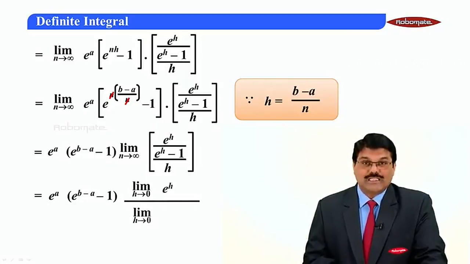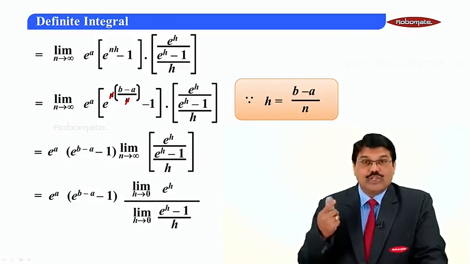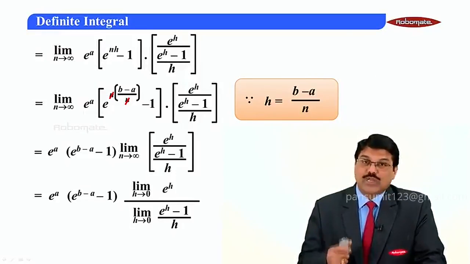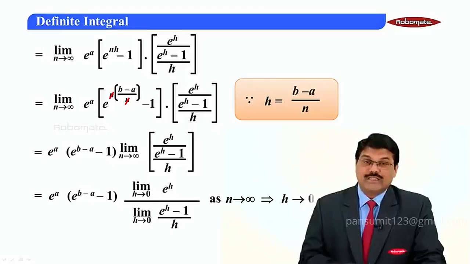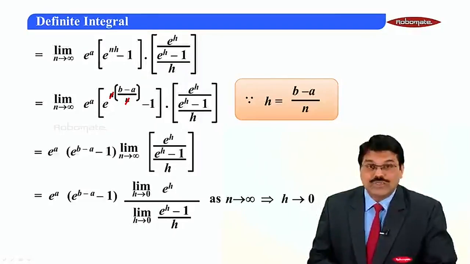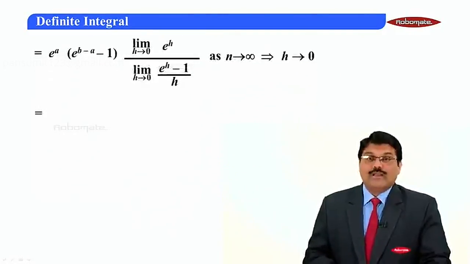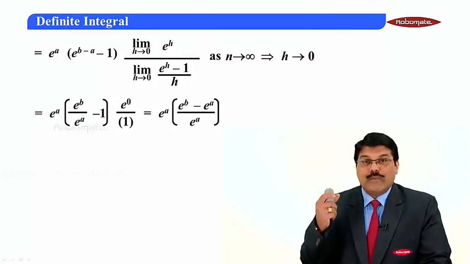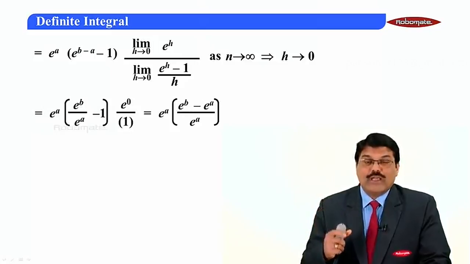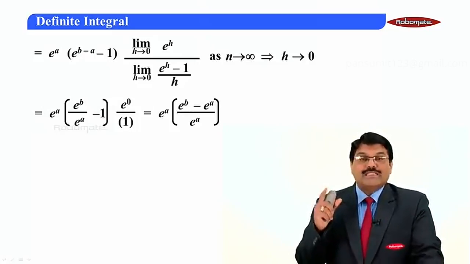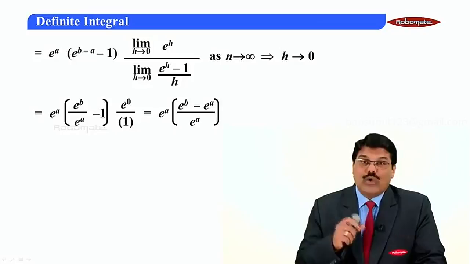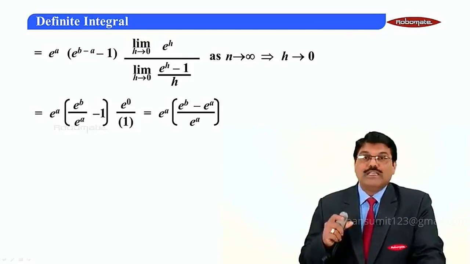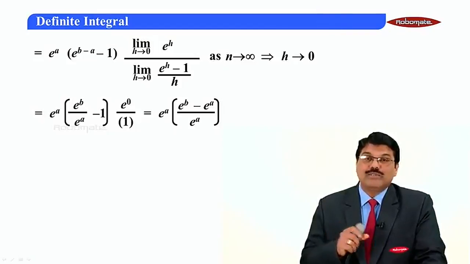So we'll write limit as h tends to 0, applying the limit to the numerator and denominator. So limit applied to e raised to h as well as e raised to h minus 1 upon h. And here I am writing the reason, since n tends to infinity, h tends to 0. Now look at that. The first term, e raised to a and e raised to b minus a can be written as e raised to b upon e raised to a minus 1 into, here as h tends to 0, e raised to 0 becomes 1, right? Upon, that's the formula of limits. Limit as h tends to 0 of e raised to h minus 1 upon h becomes 1.